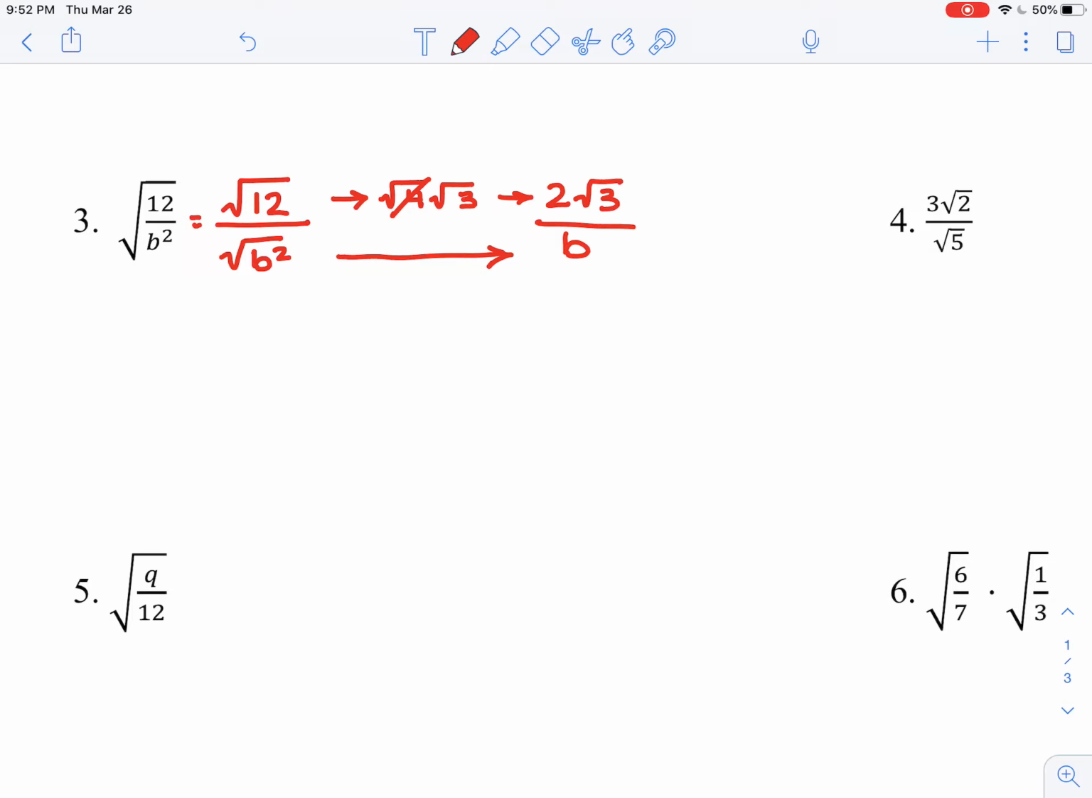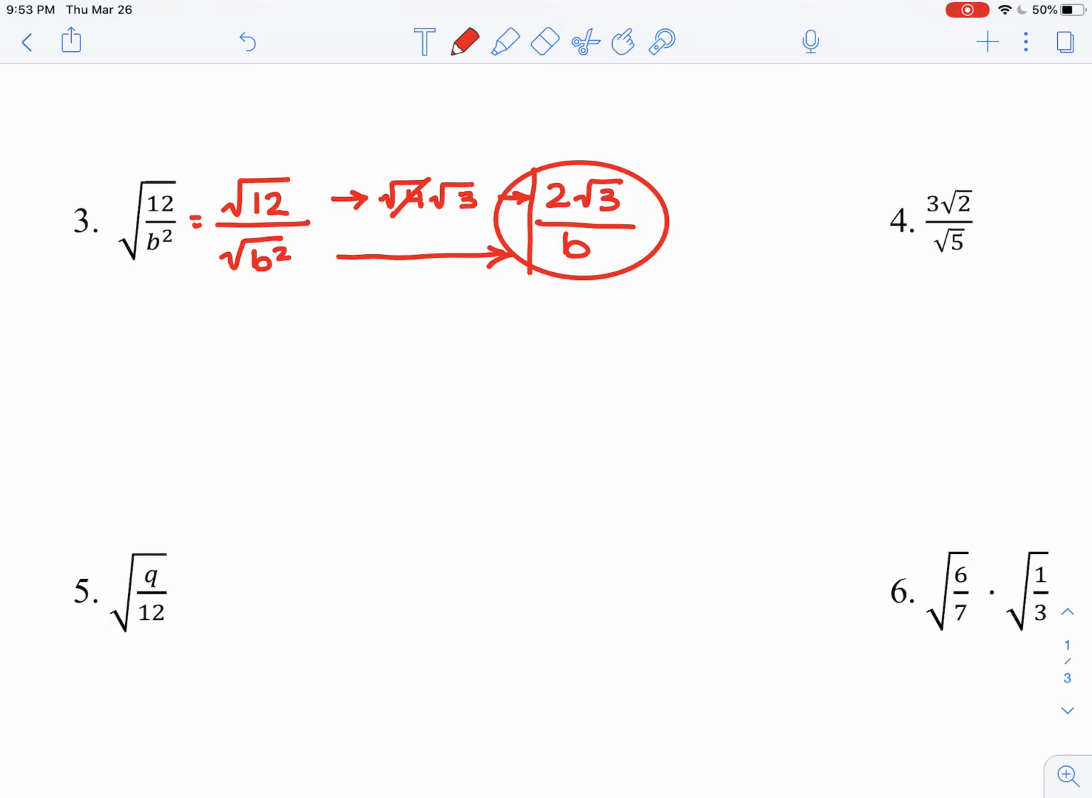In this question, once we've simplified each of the radicals, we actually have our final answer. There is no square root left in the denominator, so we don't have to rationalize. This is one of the lucky cases where the denominator is a perfect square. So if I just take its square root, I don't have to go through the process of rationalizing.